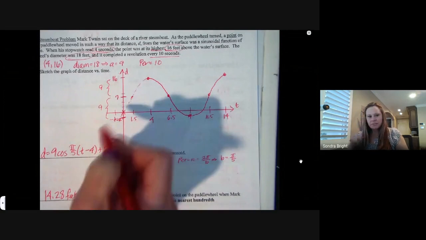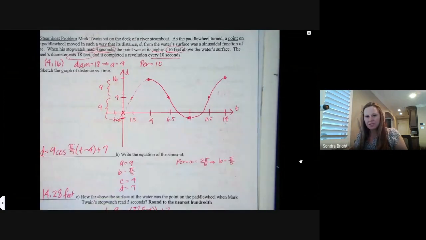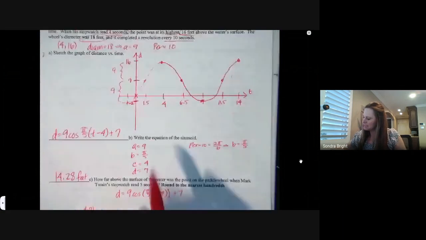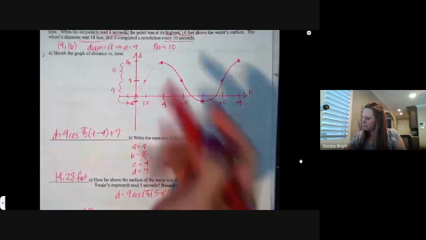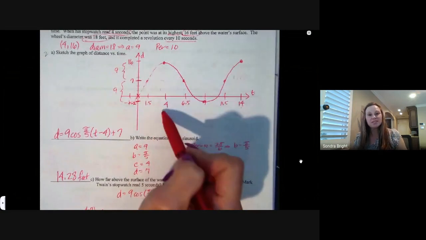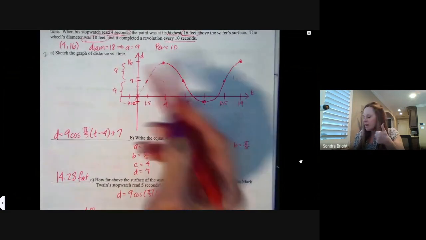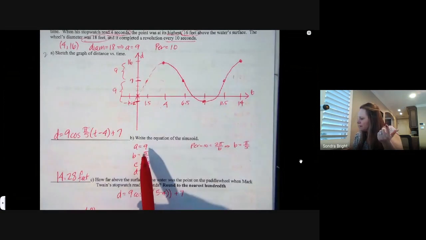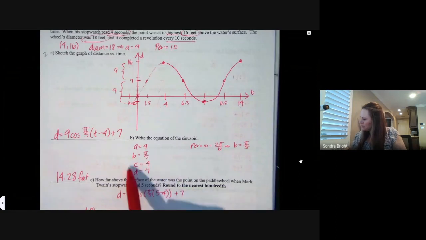All right, so when we go to get the equation, your A value is 9. A value is always the distance from the maximum to the middle and from the middle to the minimum. That'll be your A value. It also corresponds to the radius, if it's a Ferris wheel, or in this one a paddle wheel, it's always the radius. Your B, I figured out was pi over 5 because they gave me the period was 10.